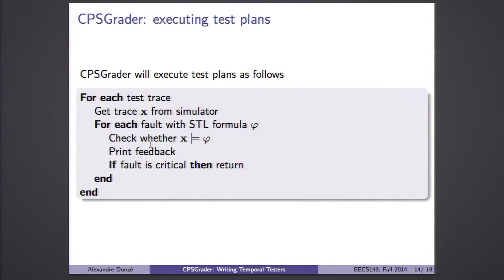It will just go through the different test cases and the different simulations. You saw that the system was simulated for different environments, and for each of these simulations, so for each trace, you get the trace from the simulator, and for each fault, you monitor the STL formula and print some feedback depending on whether this formula is satisfied or not. And we have a small conditional: if the fault is critical, meaning that we feel the feedback provided by this fault should be addressed right away, we just stop. We don't go over all test cases. So this is very simple logic that we plan to do there.